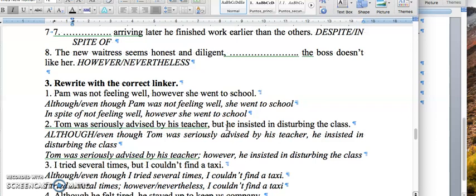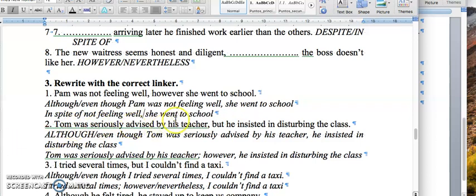the same meaning, no? So that's why we can say: Pan was not feeling well, however, she went to school. Although, even though Pan was not feeling well, she went to school. In spite of not feeling well, ¿no? Tenemos el mismo sujeto en ambos. Uy, perdón, esto se ha colado. She went to school.